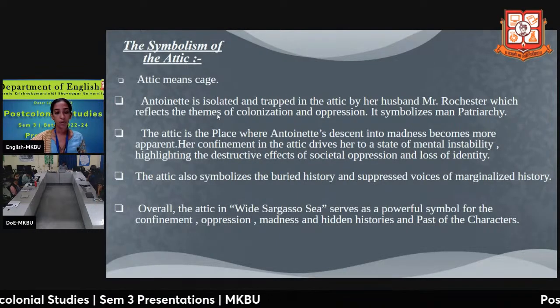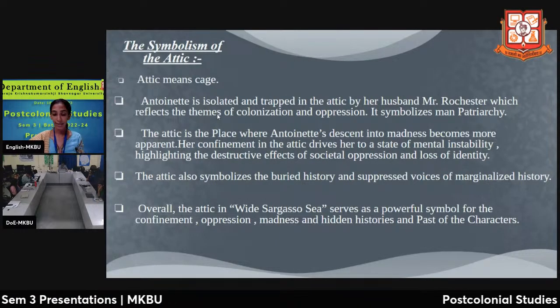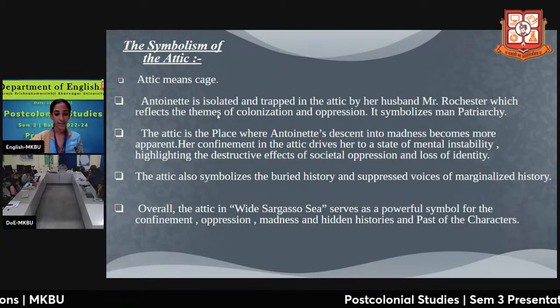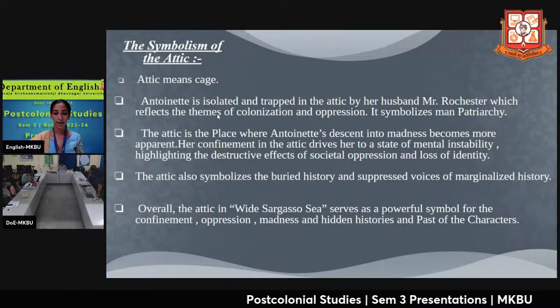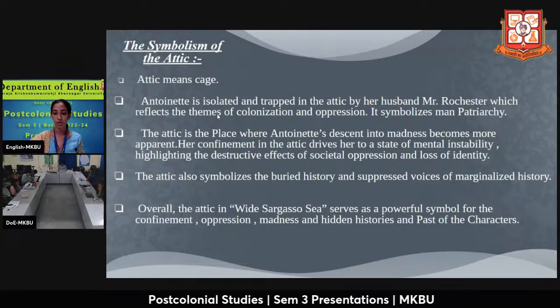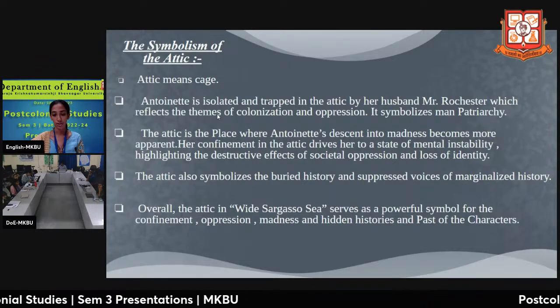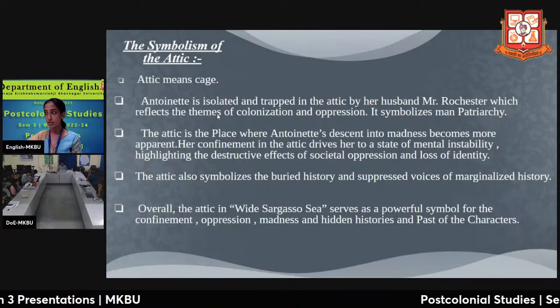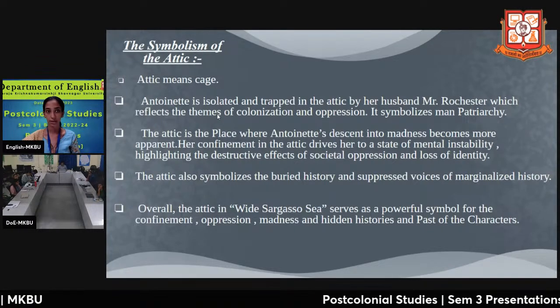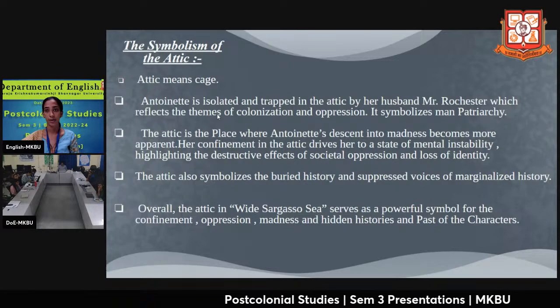The symbolism of the attic. Attic means cage. Antoinette is isolated and trapped in the attic by her husband, Mr. Rochester, which reflects the theme of colonization and oppression. It symbolizes patriarchy and the society which is completely constructed by males.